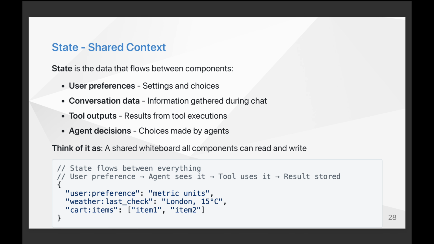State is the shared context data that flows between all components. It includes user preferences, conversation data, tool outputs, and agent decisions. Think of state as a shared whiteboard that all components can read and write to. Here's what it might look like. When a user sets a preference, it goes into state. When the agent needs to know that preference, it reads from state. When a tool produces output, it writes to state. This shared context is what enables complex workflows.